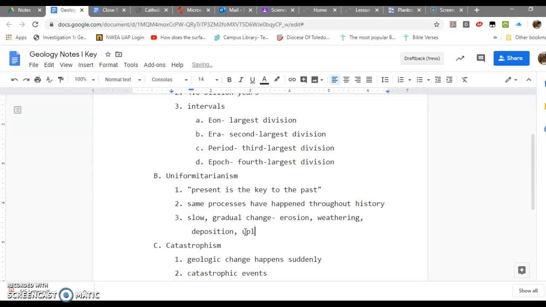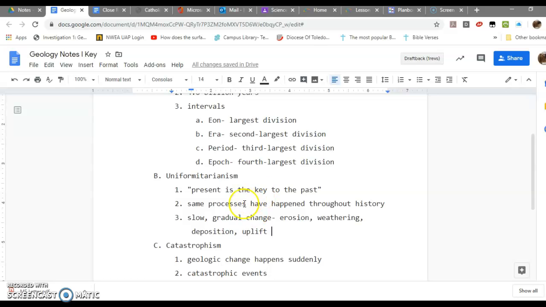Uplift is another slow process. It's when two sets of rocks, like tectonic plates, which we'll talk about next, are pushing against each other, they're slowly uplifting mountain ranges. Mount Everest is uplifting as we speak. It's getting taller, but it's also eroding away. So it's a slow process that kind of equalizes each other.